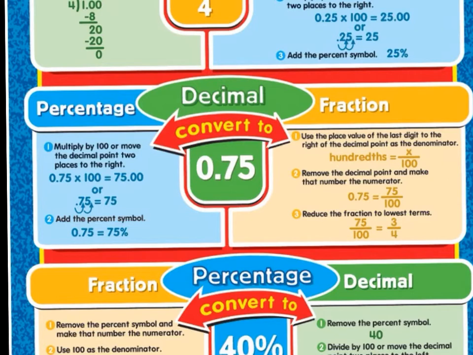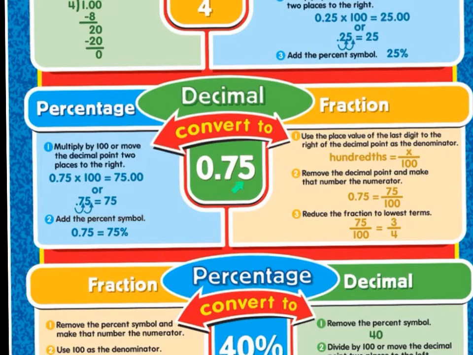In this second slide, we're going to take the decimal 0.75 and convert it to a percentage and to a fraction. In this case, the percentage is the easiest one to convert to first. Again, to change from a decimal to a percent, all you have to do is move that decimal place 2 places to the right. To go from a decimal to a fraction, you will look at the final digit.